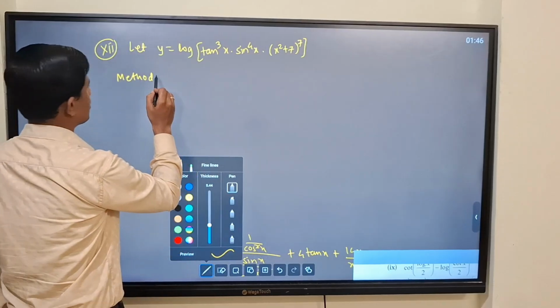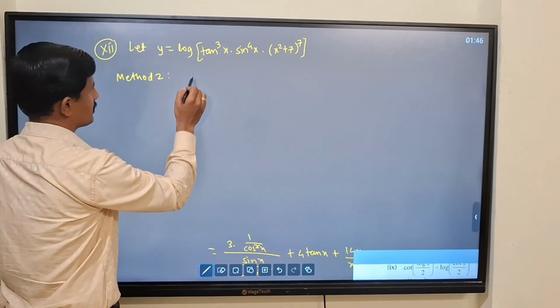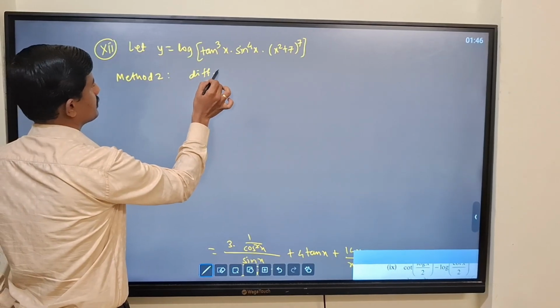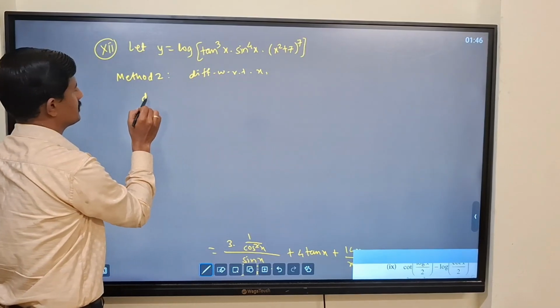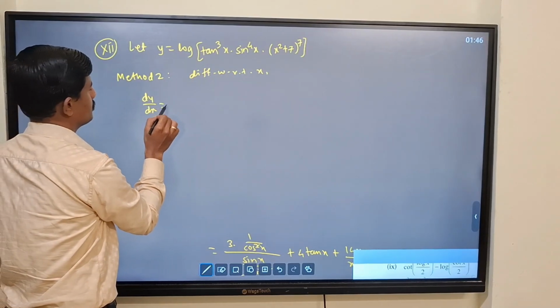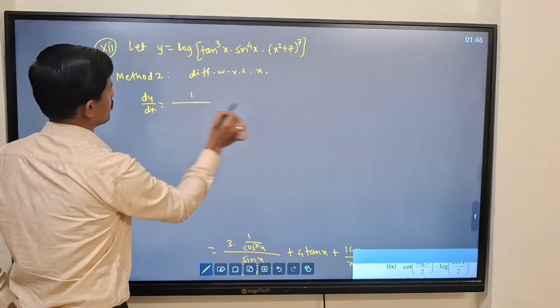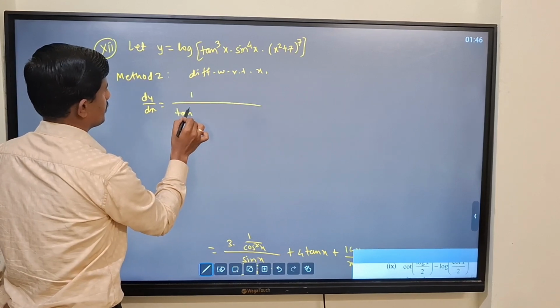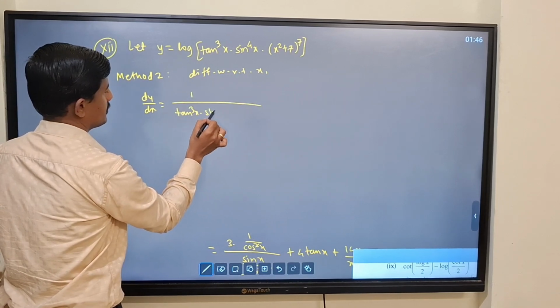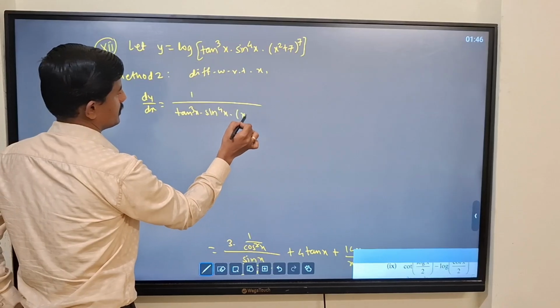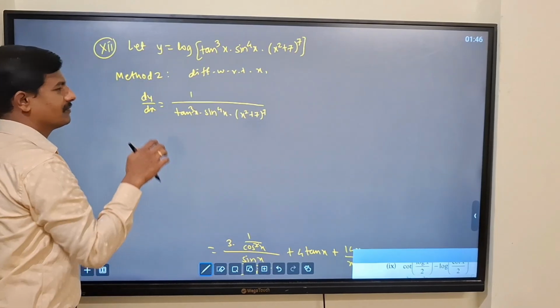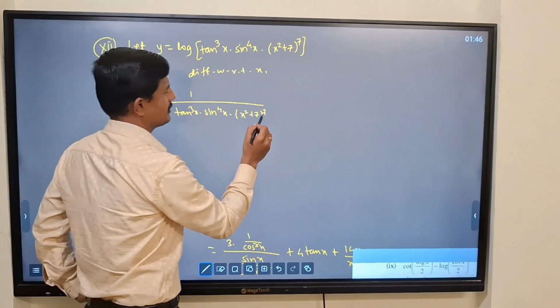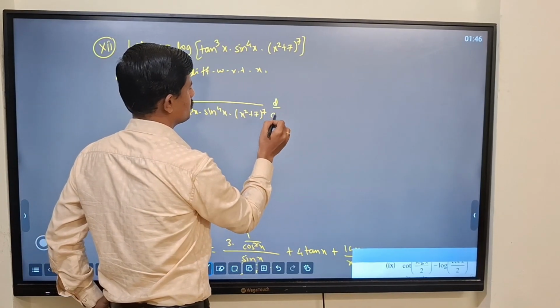Okay, method 2 is the direct method. Directly you can write down: differentiate with respect to x. So this becomes dy by dx equal to differentiation of this, which is what? 1 upon tan cube x sin raised to 4x into x square plus 7 raised to 7. Someone might feel this is a lengthy method, but it's okay. I will give you two methods.